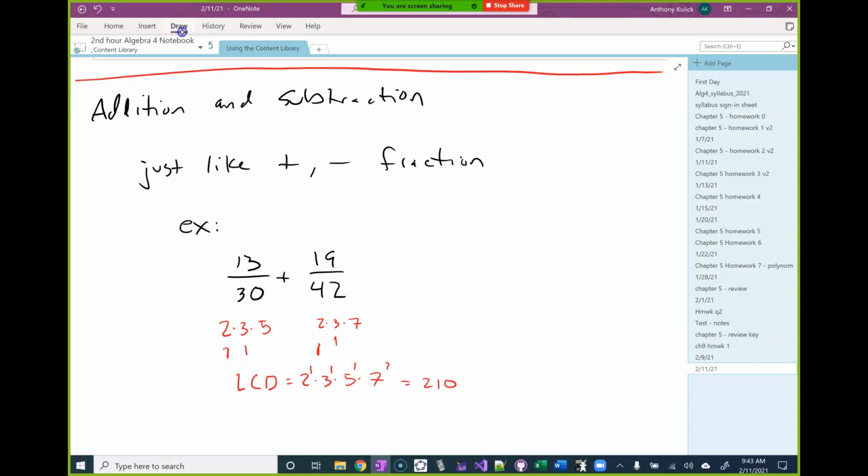Now, what do I need to do to make 30 into 210? Well, 30 contains the 2, the 3, and the 5, but it's missing the 7. So I'm going to multiply the top and bottom of 13 over 30 by 7. Then I look at the 42. We have the 2, we have the 3, we don't have the 5, and we have the 7. So I need to multiply the top and bottom of 19 over 42 by 5 over 5. Everybody's okay with that?